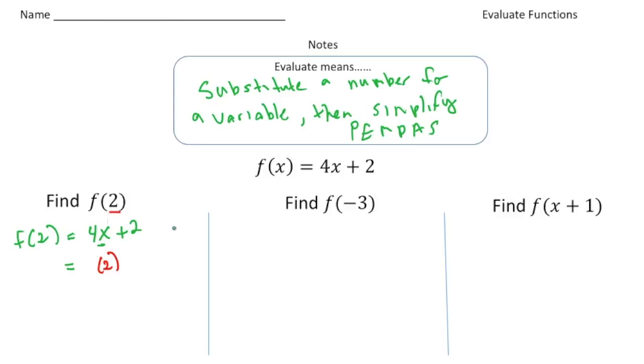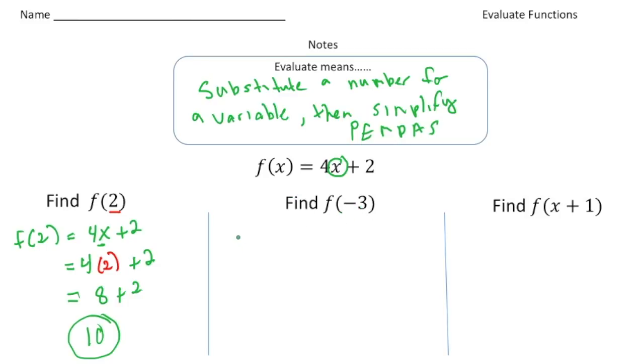So it's going to be 4 times 2 plus 2. Now we have to follow order of operations. 4 times 2 gives you 8, and 8 plus 2 gives you 10. And there it is. So really, what that 2 means is, what will y equal when this x right here equals 2?